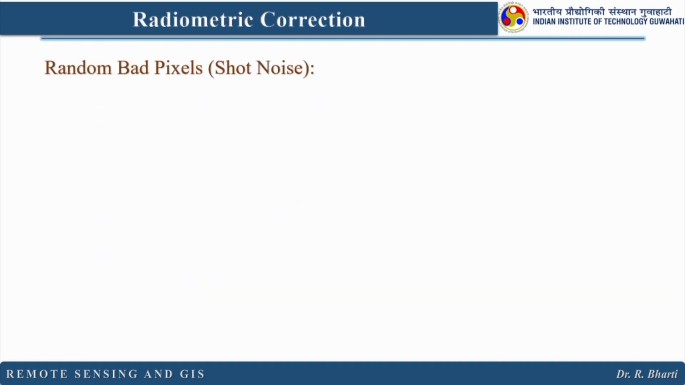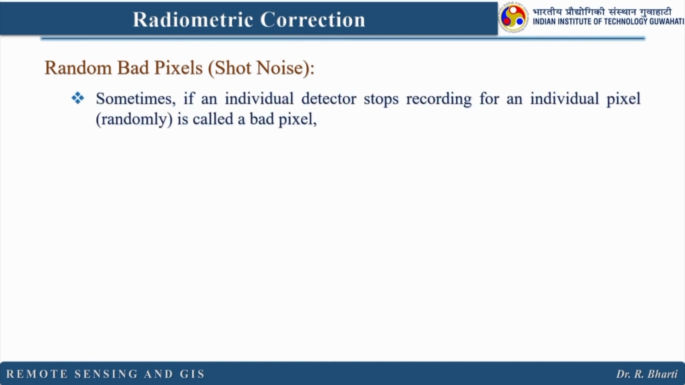Now first one is random bad pixel. So here what it says, sometimes if an individual detector stops recording for an individual pixel, it is called a bad pixel. So here you have to understand individual detector. So we are talking about individual detector. So here this is your, let us say, satellite, and here you have a sensor, and in this sensor basically you have many detectors, right, and one of them, let us consider this one, it stopped recording.